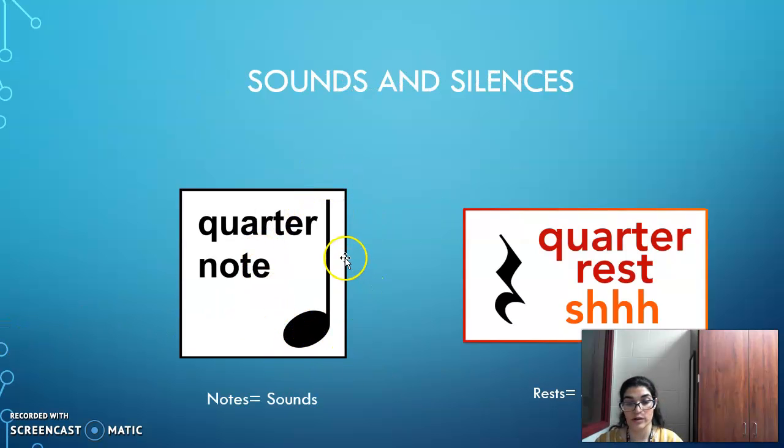Here, we see a note. A note with a note head and a stem is called a quarter note. On the other side of a silence, we have a quarter rest. It looks a little funny, doesn't it? To me, it looks like a little doggy barking. And a quarter rest means silent. Shh.